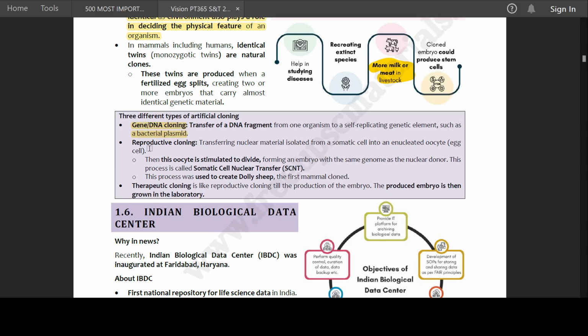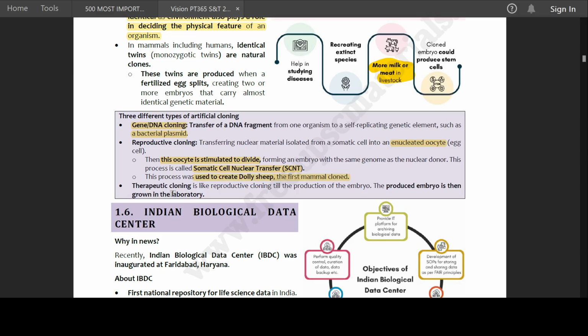Reproductive cloning: transferring nuclear material isolated from a somatic cell into an enucleated oocyte, that is an egg cell. Then this oocyte is stimulated to divide, forming an embryo with the same genome as the nuclear donor. This process is called somatic cell nuclear transfer, SCNT, used in reproductive cloning. This process was used to create Dolly the sheep, the first mammal clone.